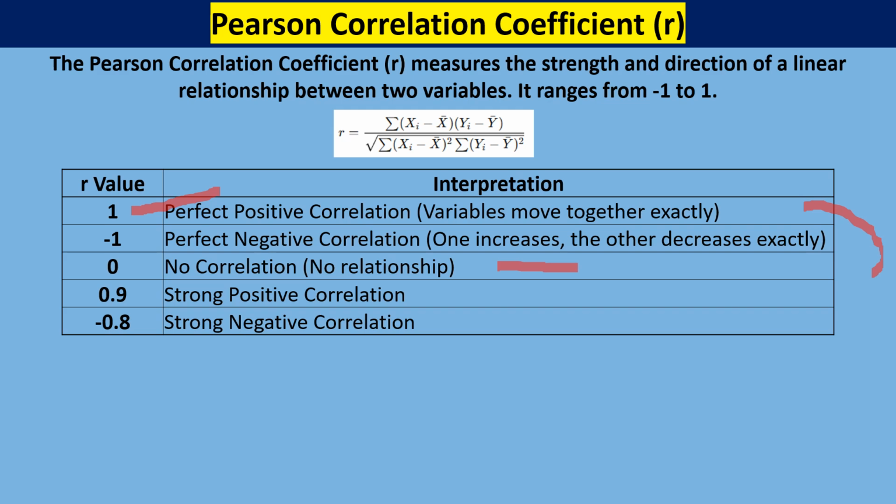So let's apply it to the real world. Close to 1 is a strong positive correlation, height and weight, taller people weigh more. The strong negative is daily exercise and body fat. More exercise leads to lower body fat. And 0 is no correlation, shoe size and IQ, unrelated. A correlation value close to 1 or -1 indicates a strong relationship, while a value near 0 suggests a weak or no relationship. However, correlation does not imply causation.